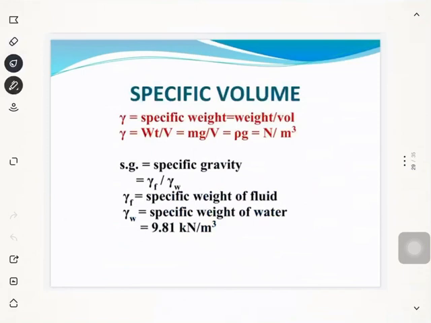You also have the specific weight, wherein you have weight per unit volume. This is also expressed as mass times gravity per volume. This is rho times gravity. Our SI unit is Newton per cubic meter.